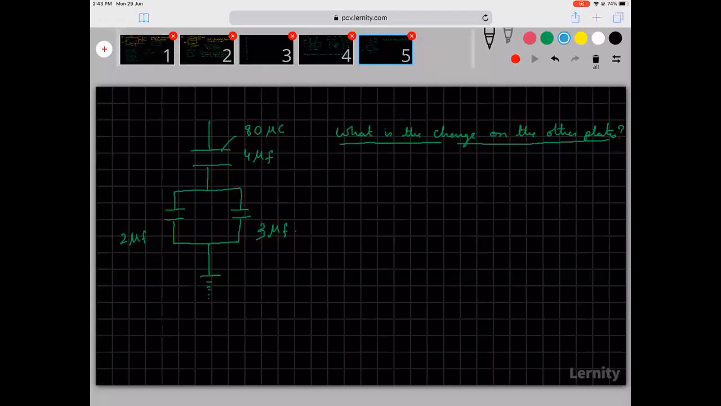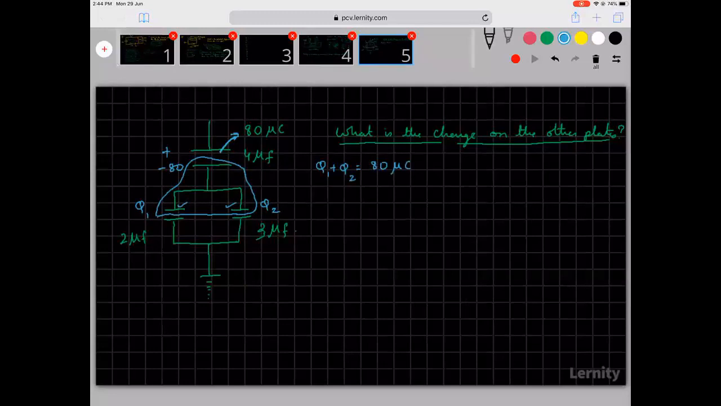Okay, so the way to do it is this. See, the charge on this plate is 80. Suppose that will be plus 80, then the charge on this will be minus 80. If the charge on this is minus 80, the charge on this and this will be plus, because this is isolated. If it is isolated, the total charge on that system will be 0. So let me call this Q1 and Q2. So I have Q1 plus Q2 equal to 80 microcoulomb.